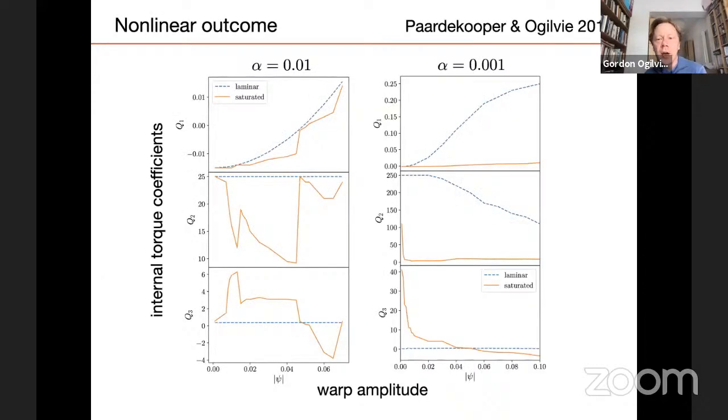Okay, the nonlinear outcome is often a statistically steady hydrodynamic turbulence with measurable properties, and it has internal torque coefficients that can be measured, and they're different from those of the laminar disk without the turbulence. And that means that the evolution of the warp and of the disk generally will be different when it enters this turbulent state. But there are some quite complicated issues here to do with hysteresis and the nonlinear nature of the transition to the turbulent state.